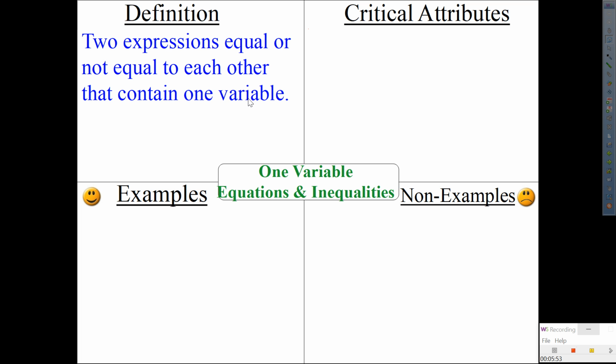Look up to the screen really quick. I want you to give me one example of what a one variable equation or one variable inequality looks like. But don't look at your notes. See if you remember what they look like and write it in there, please. Do that right now, please. Write me one example of what one variable equation or one variable inequality looks like.